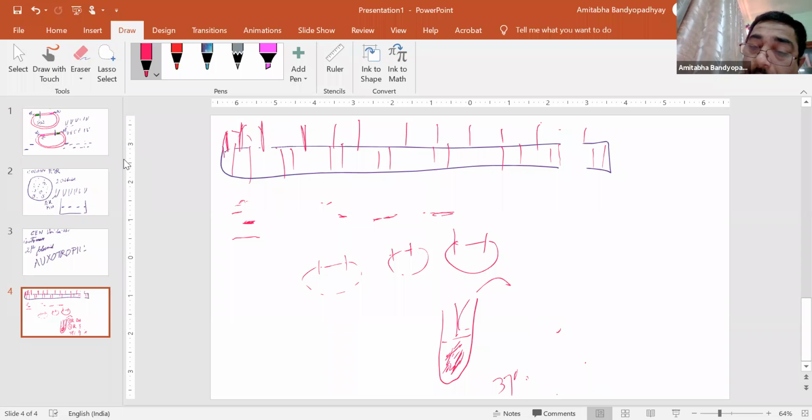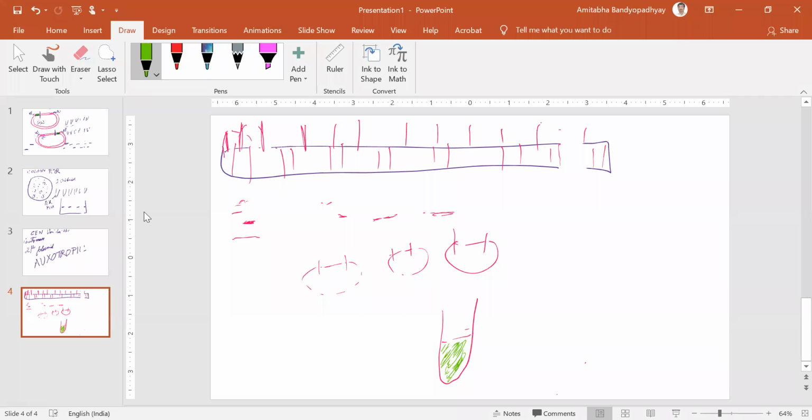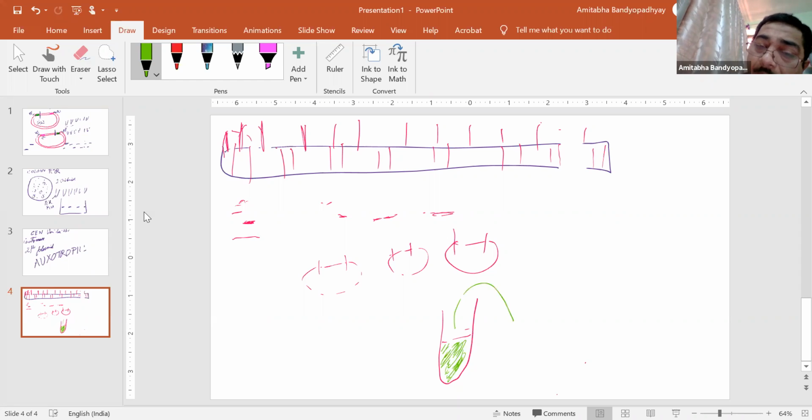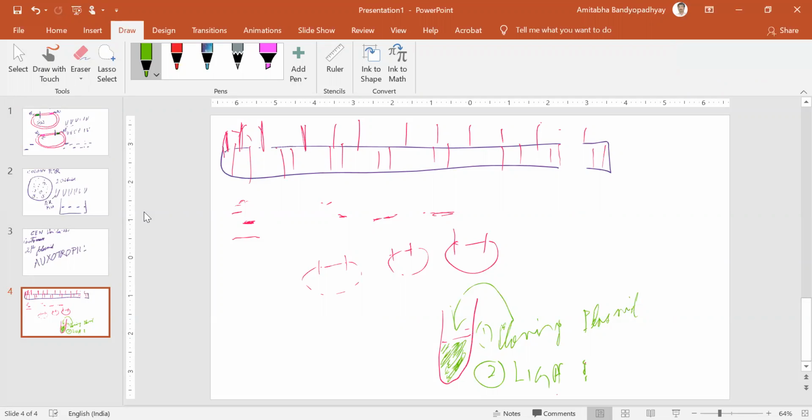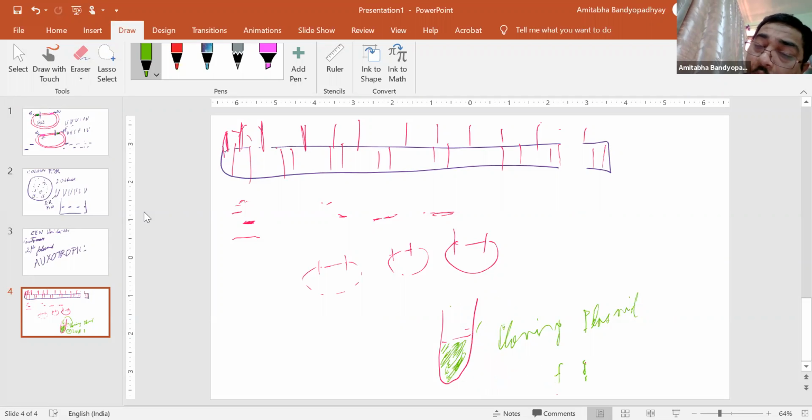After that, what you have in the same tube, just to show the difference, I'm changing the color. It is still the same solution, right? But now the genome is fragmented because you have acted with the restriction enzyme. Now to this, you will add cloning plasmid and ligase. You see that we are not changing the tube. We are doing it in the same tube.